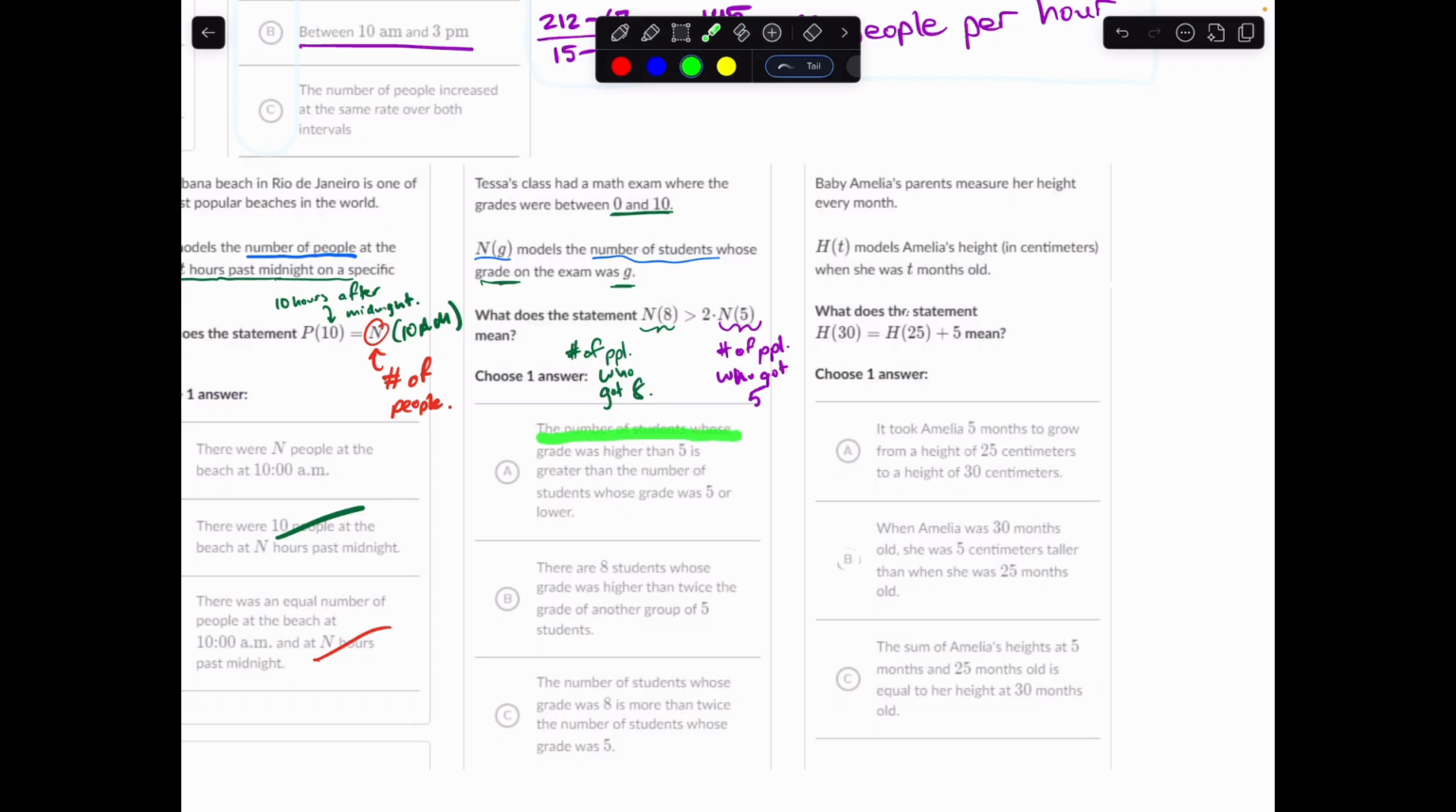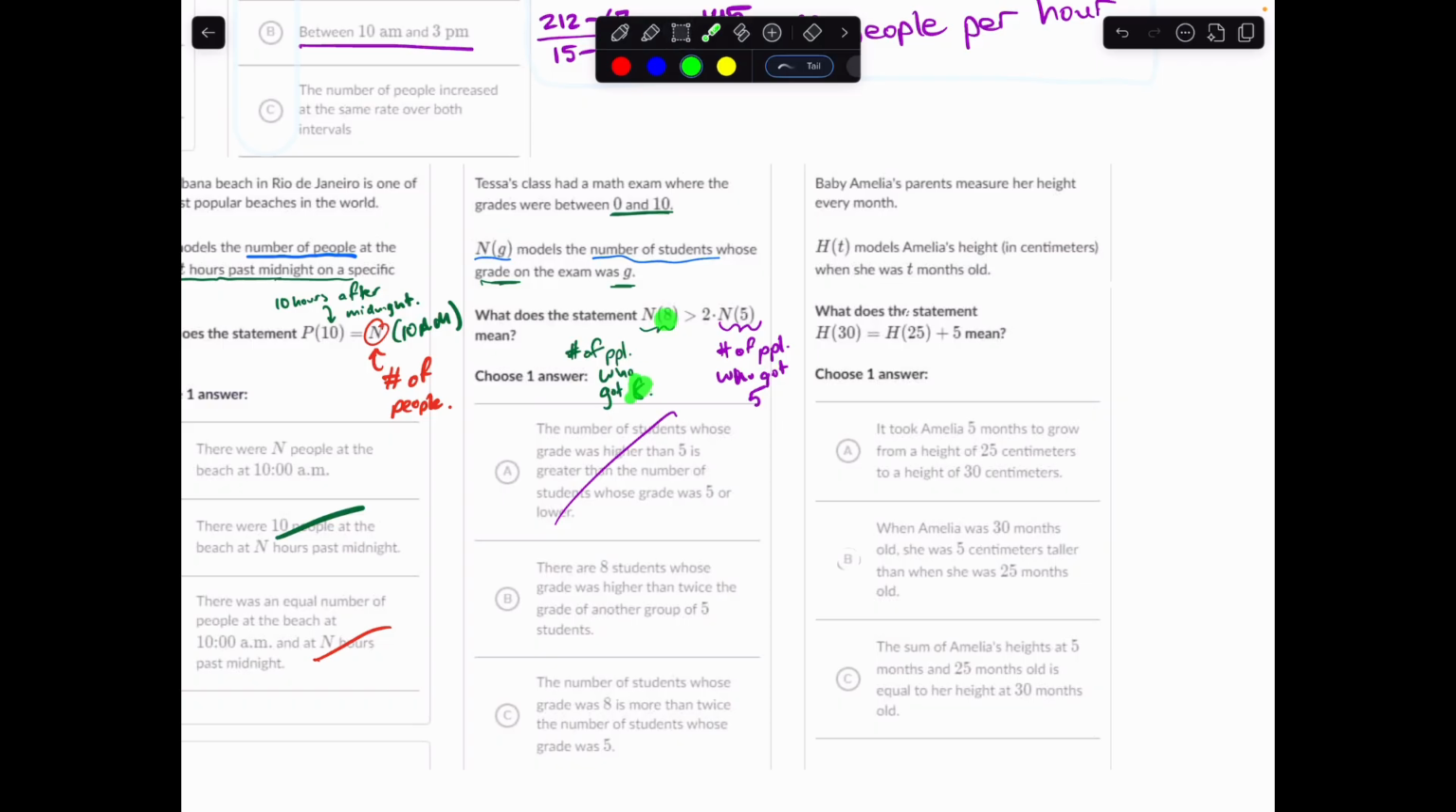The number of people whose grade was higher than 5 is greater than the number of students whose grade was 5 or lower. Well, wait a minute. This is the number of people who got exactly an 8, or the number of people who got exactly a 5. So I don't think this is it. The next one, there are 8 students whose grade was higher than twice the grade of another group of 5 students. Well, wait a minute.